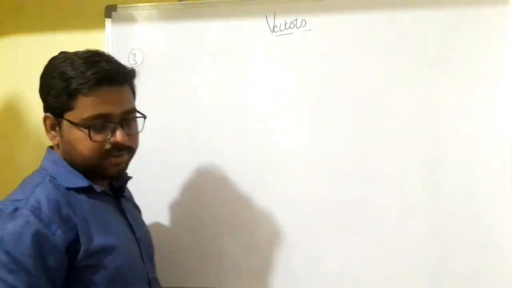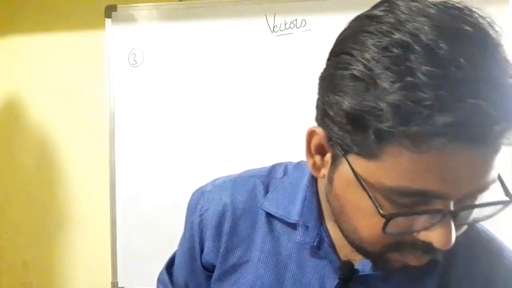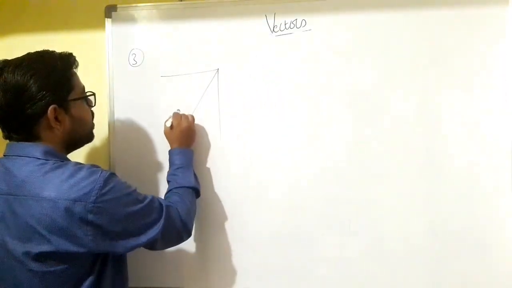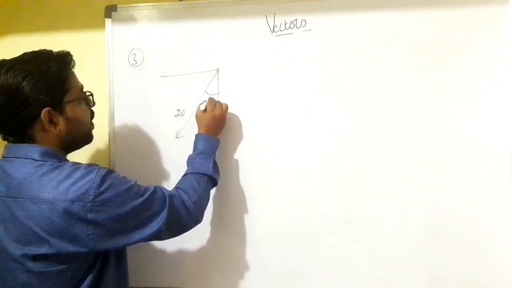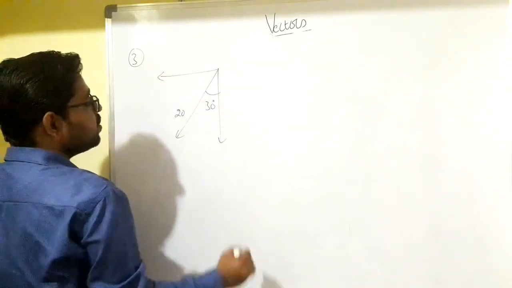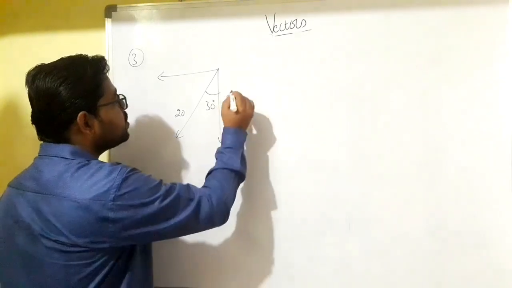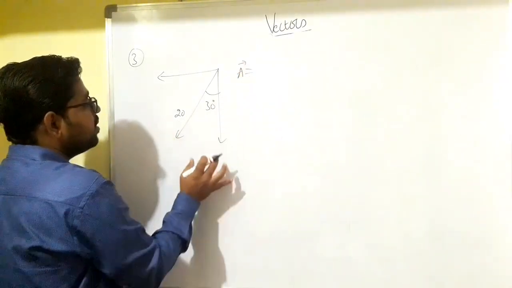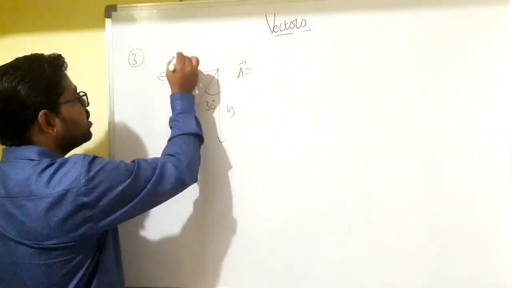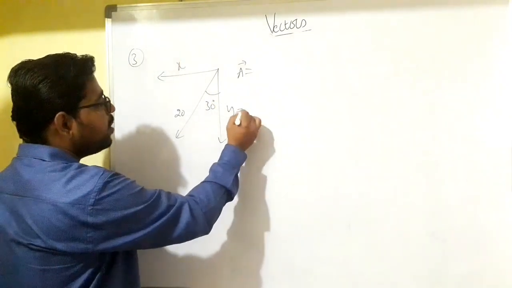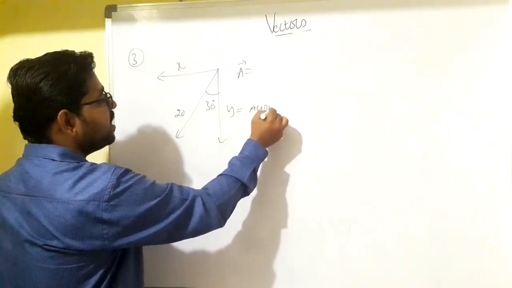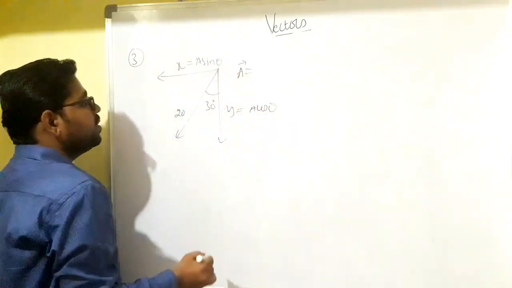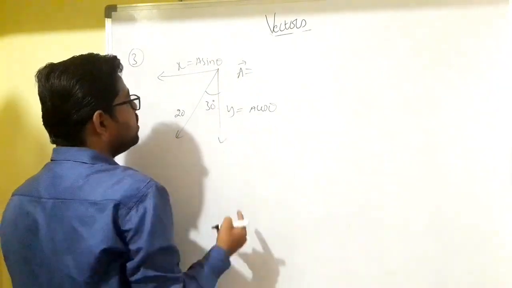Third one. Here it is 20 making an angle 30 degree like this. So resolve this into vector. Same. So a vector is equal to, first it is making here. First what is y component and what is x component? So what is y component? Y component is equal to a cos theta here. What is x component here? A sin theta. Okay. So what is a? 20. What is theta? 30 degree.